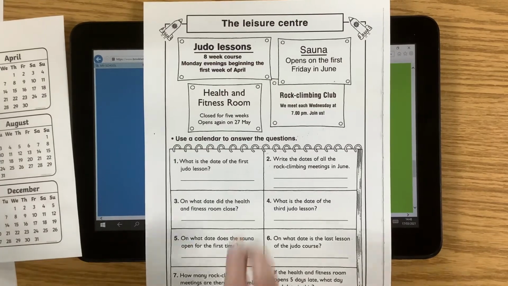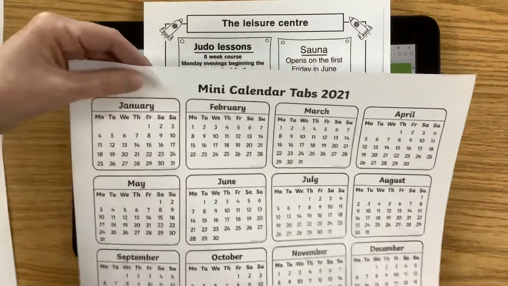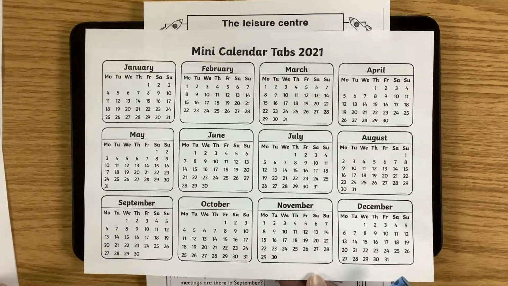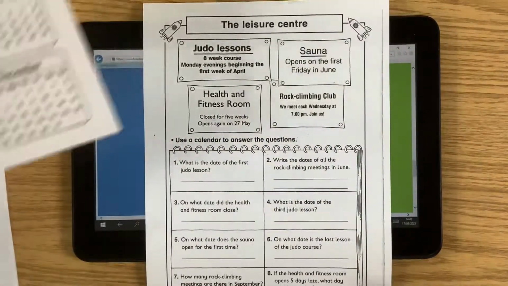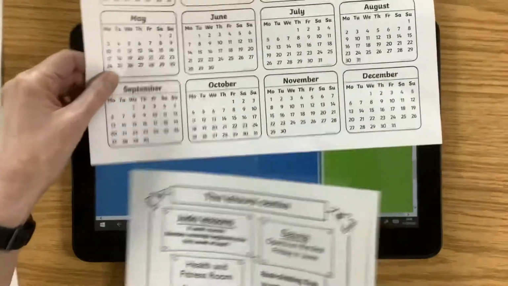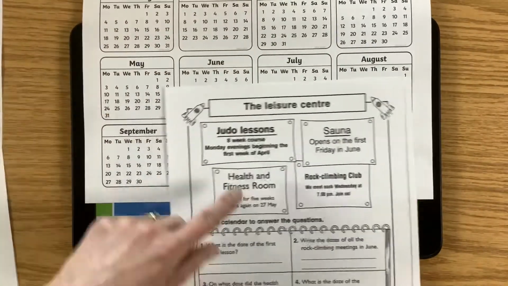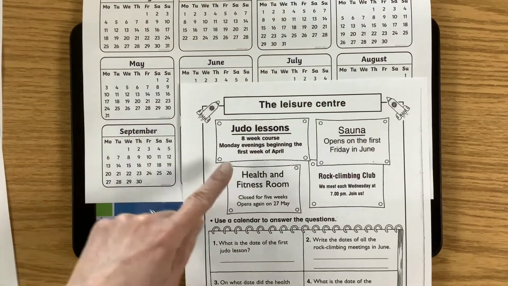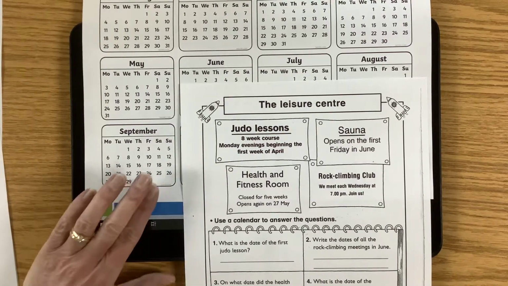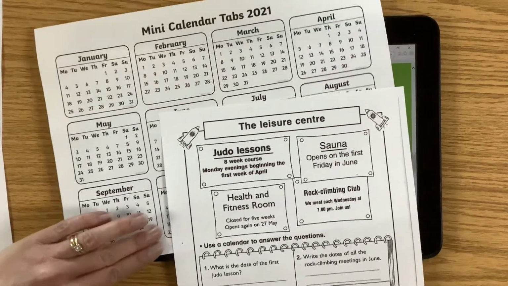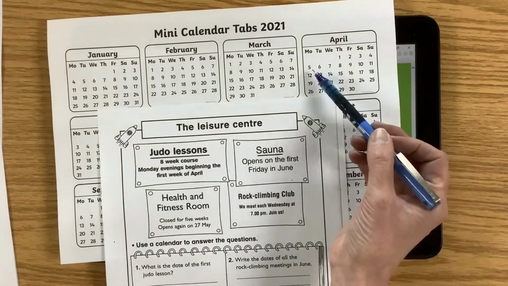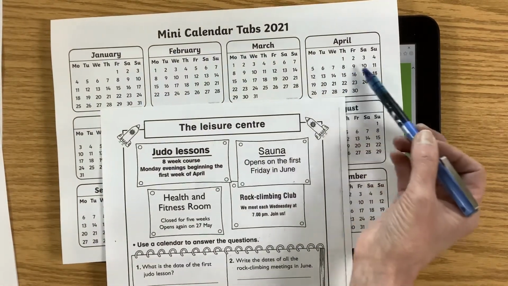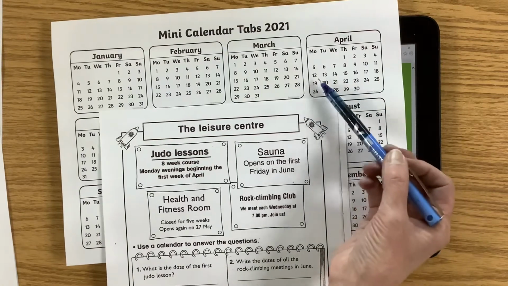And you will need to use this page, but also use your 2021 calendar to help you work out the answers. Because we are told things like, when I look at the judo, I'm told that the judo is an 8-week course. It's on Monday evenings, beginning the first week of April. So the first full week of April, that's going to be that week, and it's on Monday evenings.